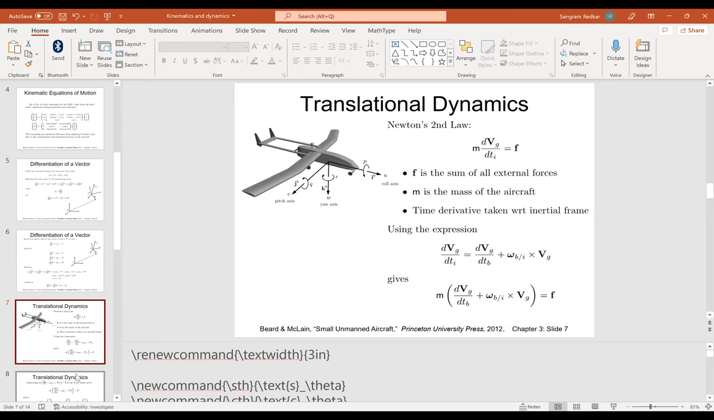In terms of acceleration, the vector has three components: omega x, omega y, omega z. So this omega b with respect to I could have three components: omega about x, omega about y, omega about z. And that f will also have three components.